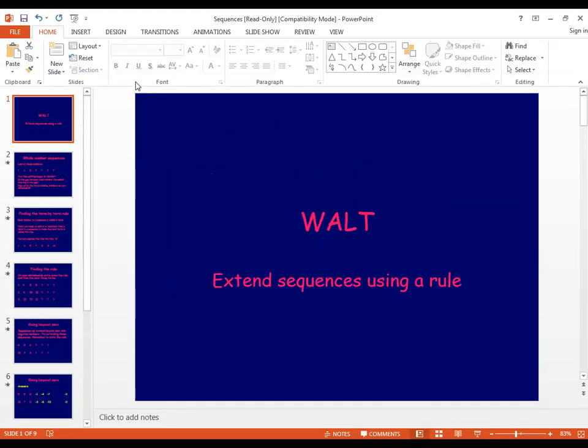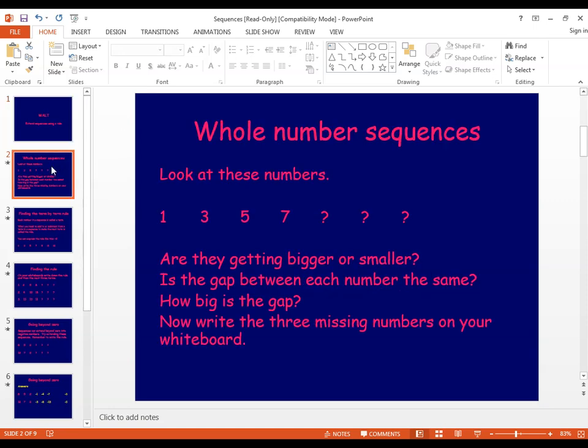Hi everyone. So today we are going to be looking at the nth term again, and it's to extend sequences using a rule. So we did this yesterday when we looked at patterns and shapes. So today we just converted it into numbers. All right, so your whole number sequences.